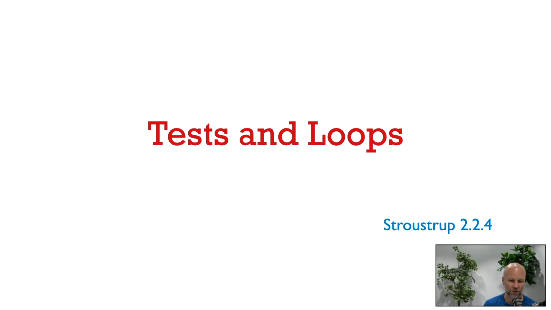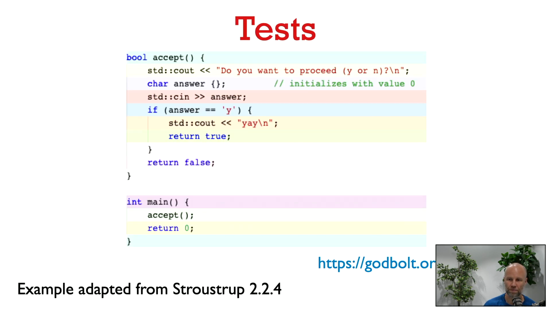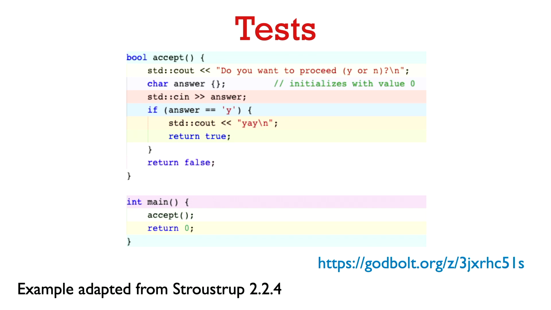In this video, we're going to go over a couple of examples of using conditionals and loops in C++, and we're going to follow the examples that are given in Stroustrup section 2.2.4. I assume that most of you are already familiar with the basics of conditionals and loops, so we'll introduce a couple of other new things in this video. Let me go over those first.